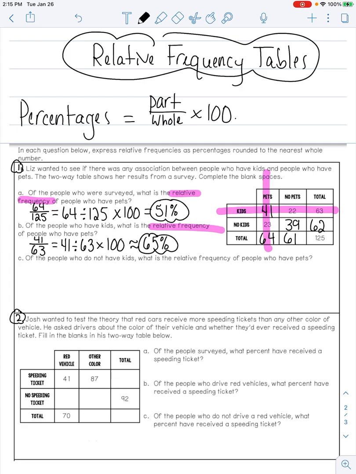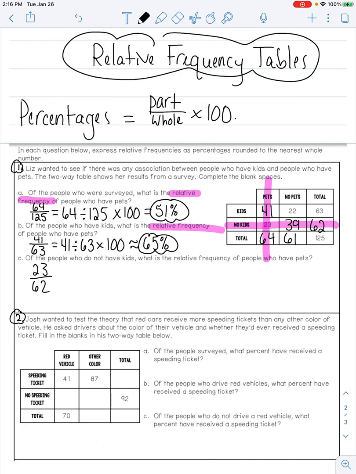So let's do our next one. Of the people who do not have kids, what's the relative frequency of people who have pets? So watch this. Of the people who do not have kids, how many people don't have kids? 62. What's the relative frequency of people who have pets? So how many of those people who don't have kids have pets? 23.